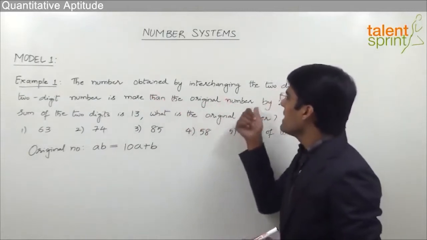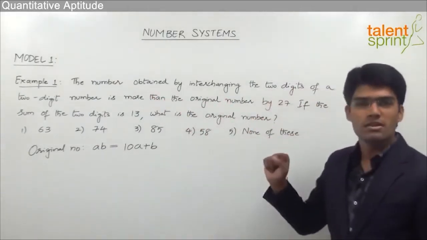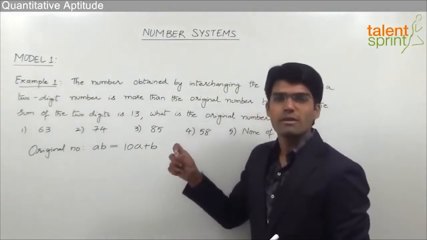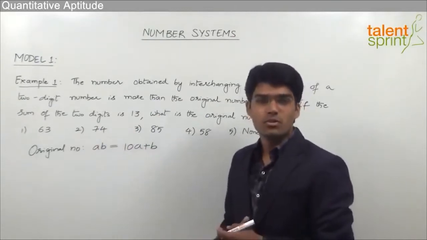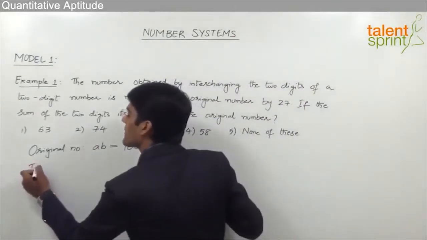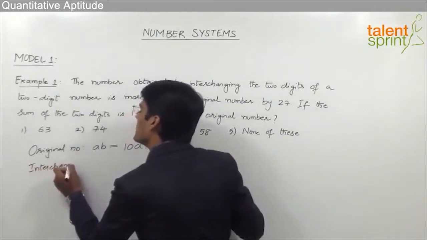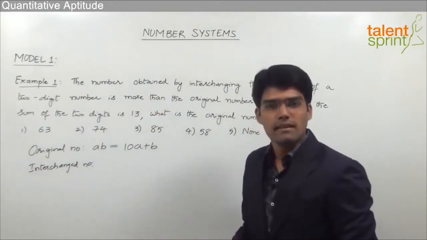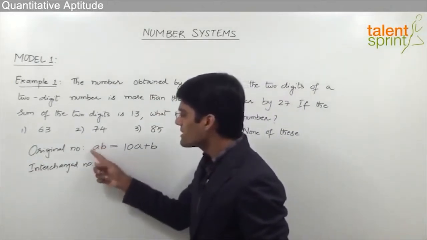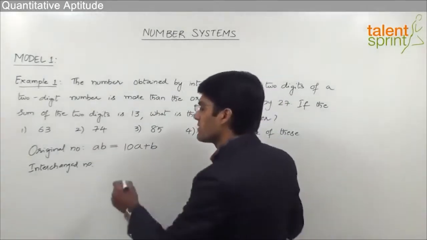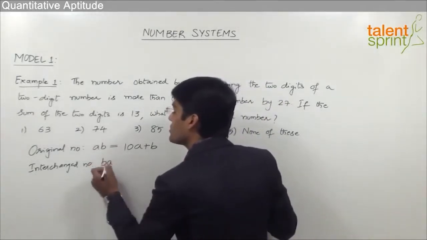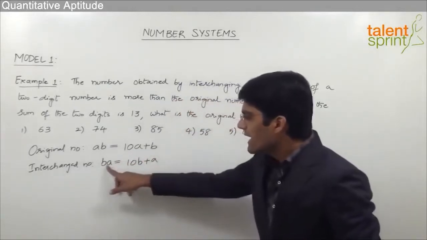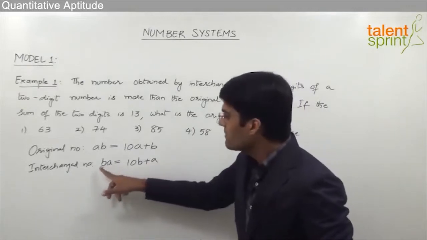Now the number obtained by interchanging the two digits is more than the original number by 27. So let us see what the interchanged number will be. By interchanging the two digits AB, the number obtained would be BA. Why? Because if we interchange the digits, B goes to the tens place and A comes to the units place. And this two-digit number BA should be taken as 10B plus A, because now we have A in the units place, multiplied with 1, and B in the tens place, multiplied with 10.